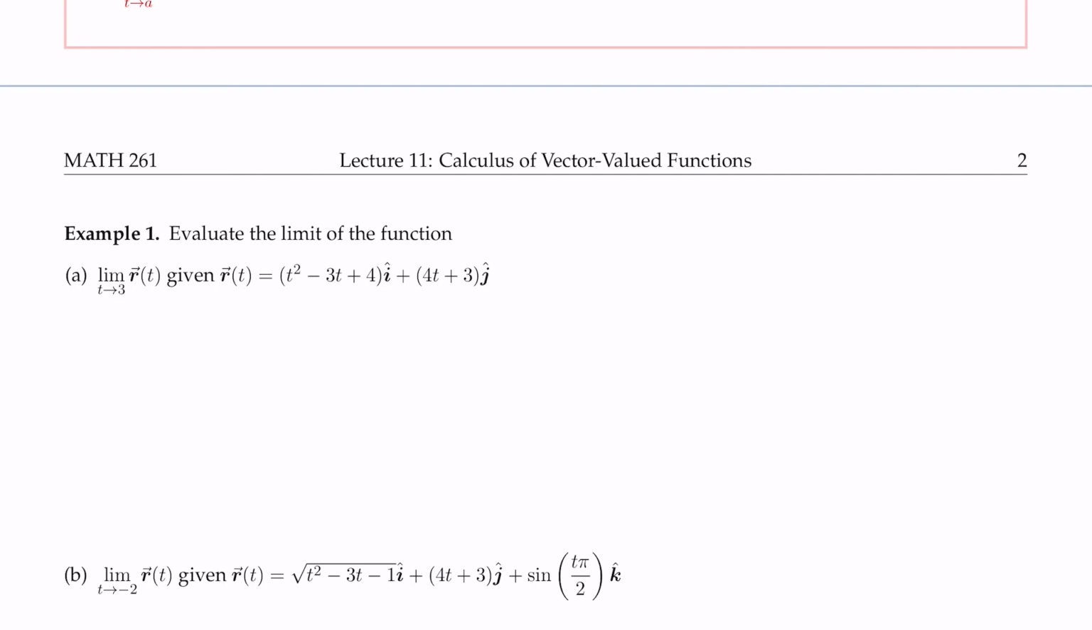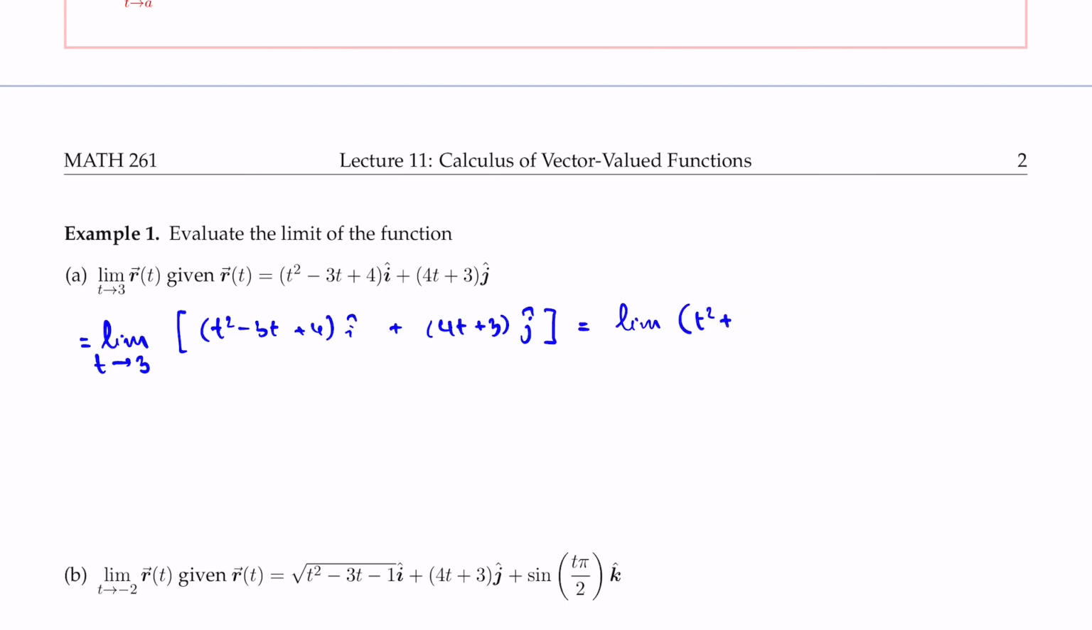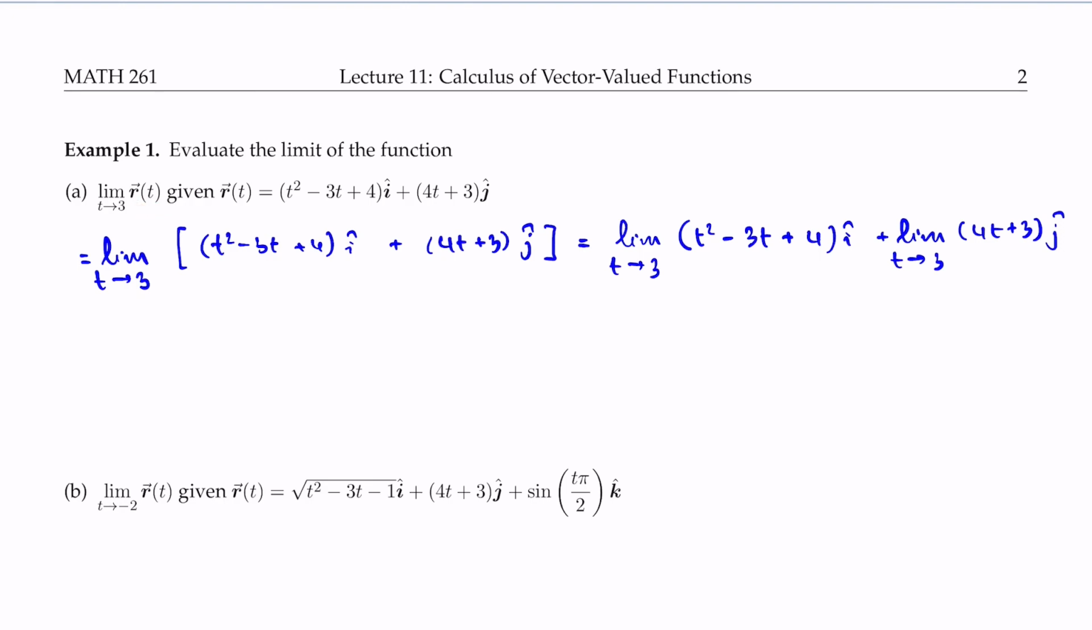So the limit as t approaches 3 of (t squared minus 3t plus 4)i plus (4t plus 3)j is equal to the limit of (t squared minus 3t plus 4)i as t approaches 3, plus the limit as t approaches 3 of (4t plus 3)j. When you take the limit of a vector valued function, you evaluate the limit of each component of the vector valued function, and all the limit laws that you learned before can be directly extended to vector valued functions.